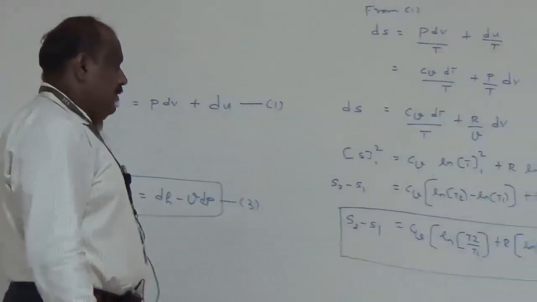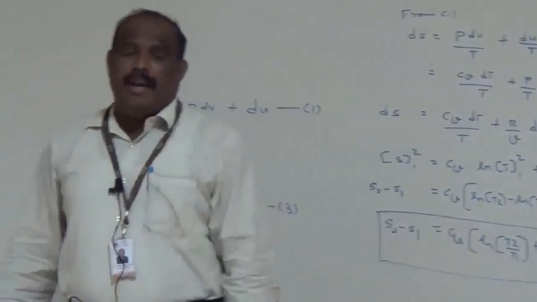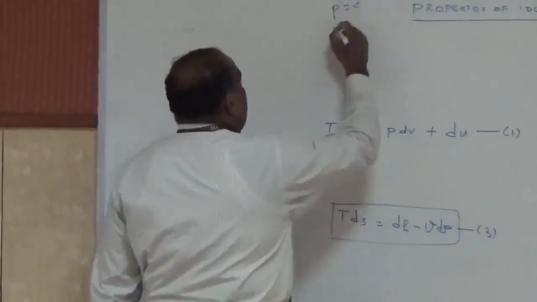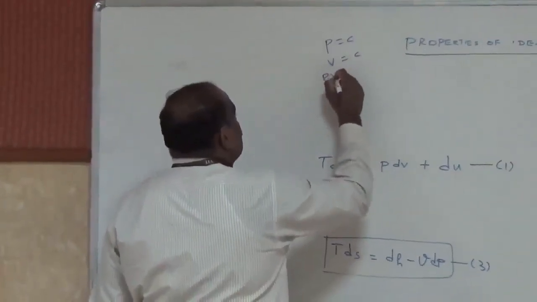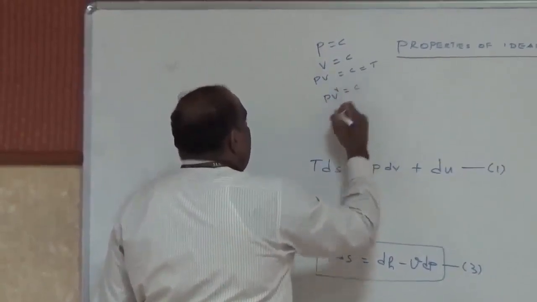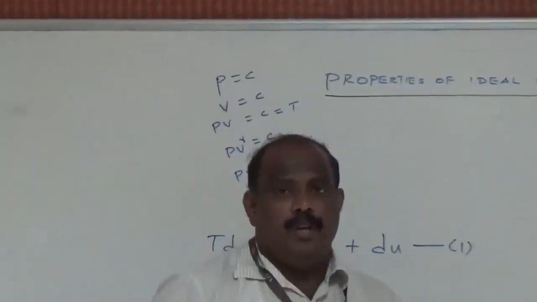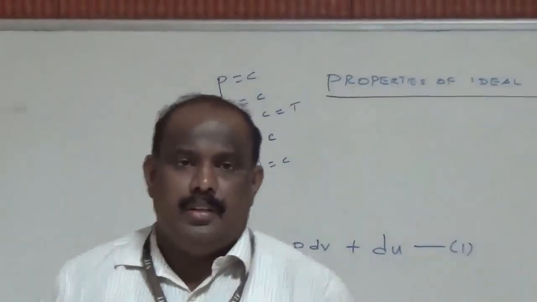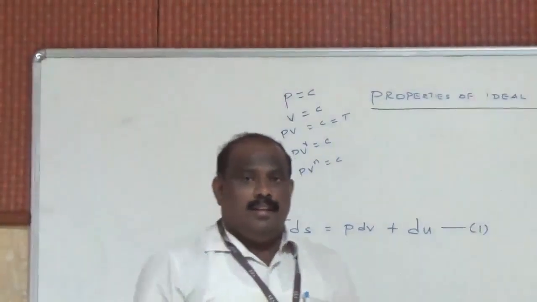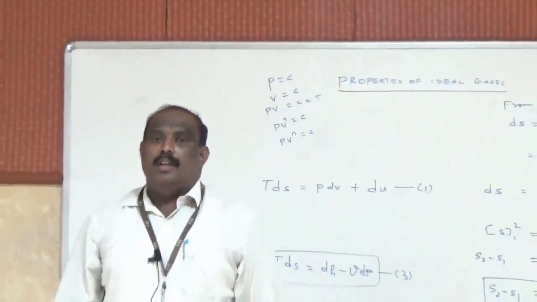Now there is a question for me. Whether this entropy change can be applied to a constant pressure process, a constant volume process, an isothermal process, an adiabatic process or a polytropic process. For which process can we apply this equation? What is the answer? Arun, what is the answer? For which process can we apply this equation? So for all the processes we can apply.